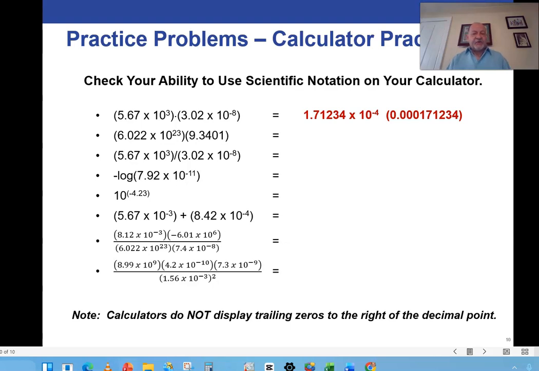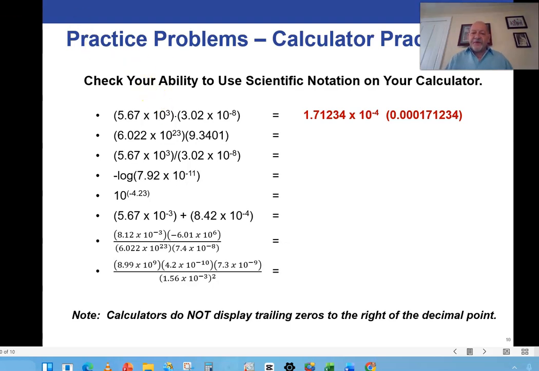1.71234 times 10 to the minus 4. Now, most calculators will not display this number in scientific notation. Why? Because if it can fit in decimal form, it will usually use decimal form to display the numbers. So the decimal form of this number will be 0.000171234. Notice the 1 is in the 4th position after the decimal place. If you didn't get the right answer, try it again until you do, so that you are inputting your scientific notation in the correct format.